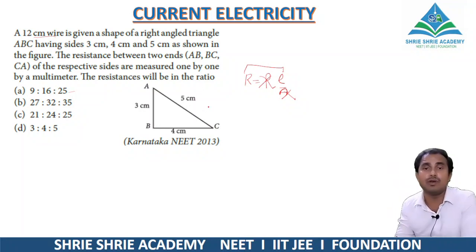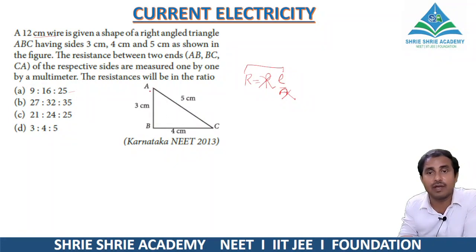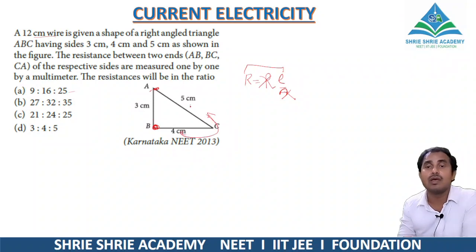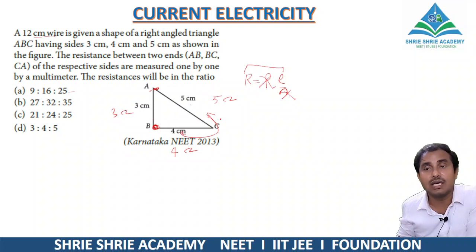But he is saying between two ends: between AB, BC and CA. So resistance is proportional to length. Between AB I have to find out, this is the point between AB. AB means this length. BC now becomes these two in series connection. So you can think resistance is directly proportional to length, which means you can say 5 ohm, this is 4 ohm and this is 3 ohm. So resistance actually is given.